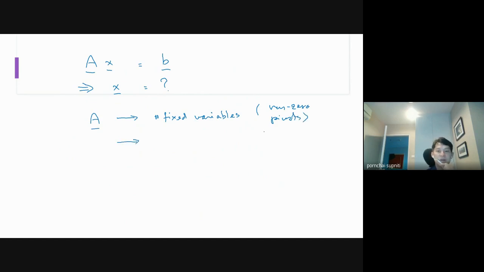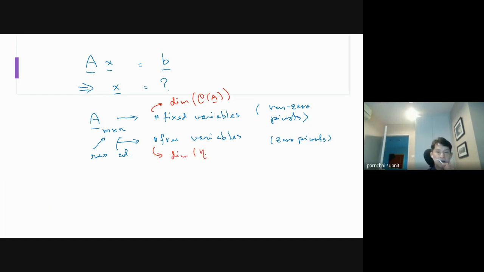Okay, and then the zero pivots will be referred to as free variables. So if we have the matrix A, which has dimension m times n, which is m rows and n columns, then the number of fixed variables corresponds to the column space of matrix A. So this number of fixed variables corresponds to the dimension of the column space of A. And the number of free variables refers to the dimension of the null space of A.